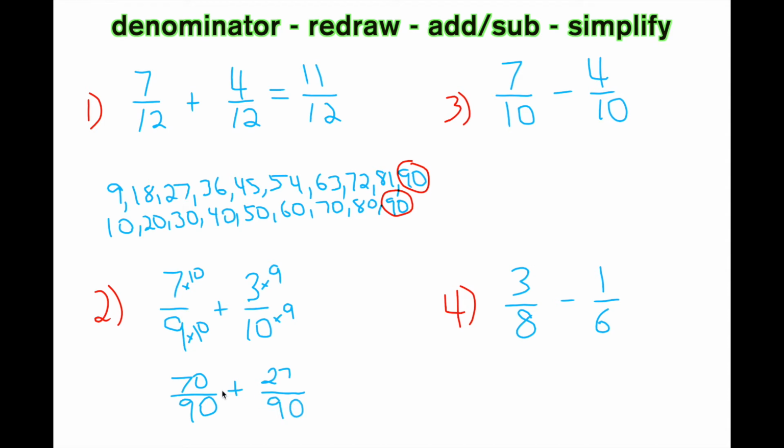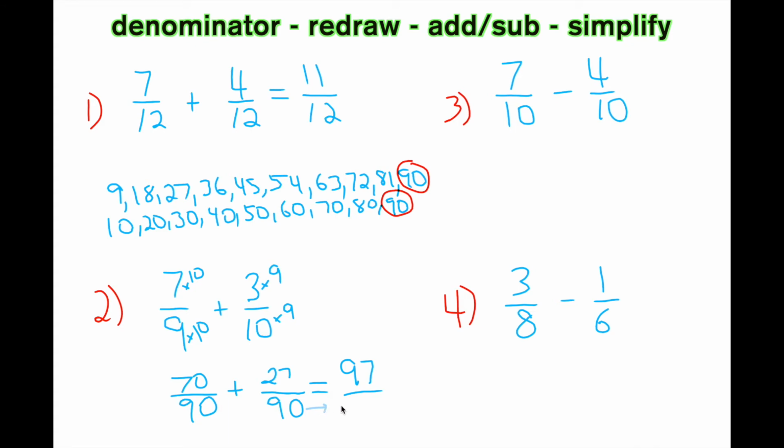So now we have an addition of fractions with a common denominator. And 7/9 is the same as saying 70 over 90. And 3/10 is the same as saying 27 over 90. Now let's do our addition. 70 plus 27 is 97. Now the 90s don't get added, they just get moved over.